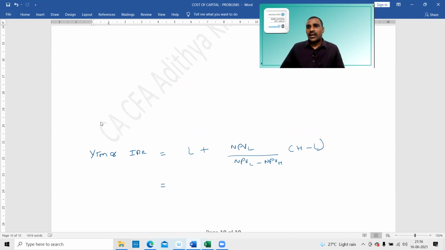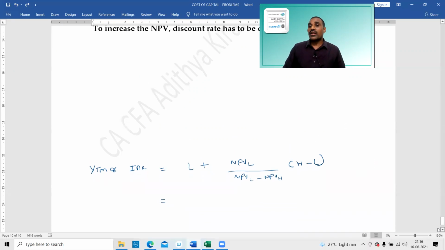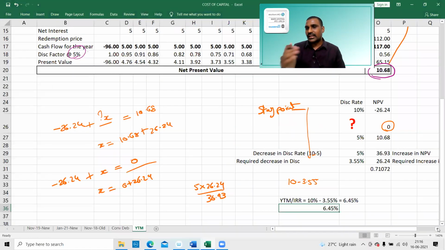Quickly you will get the answer, but an unconscious answer. Nobody is conscious of what they are doing. No doubt the answer comes quickly, but people don't know what they are doing. They are simply substituting into the formula. I don't want that. So therefore, do it logically. You will get the same 6.4.